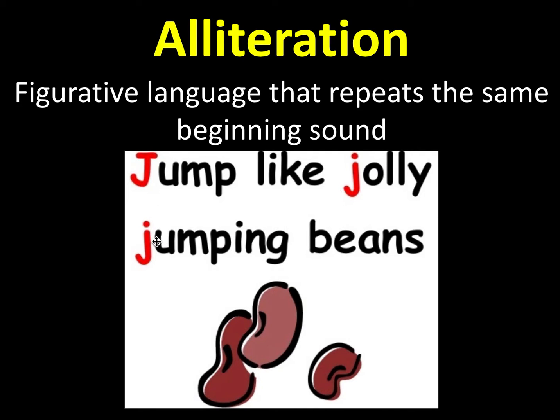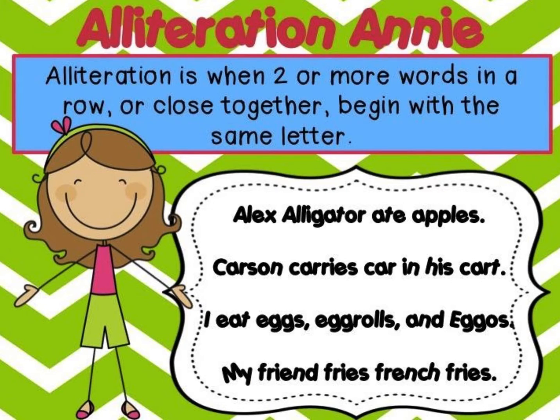I have J, J, J. If I'm repeating the same sound, then I am having an alliteration. An alliteration is when two or more words in a row or close together begin with the same letter. And I might mess up saying these, and that's purposeful because alliterations are very difficult to say.